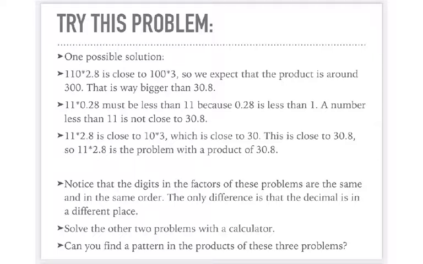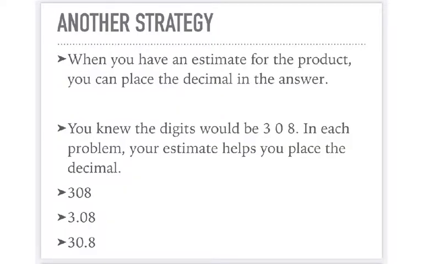So if you solve the other two problems with a calculator, you can go ahead and try it if you'd like. And then I think you're going to see that there's a pretty obvious pattern in the products of all three problems. Why don't you go ahead and prove that to yourself? Pause the video. Okay, so hopefully you saw that they all had the same numbers in the products as well, just wherever the decimal was different.